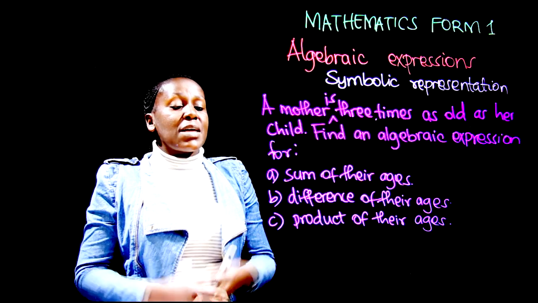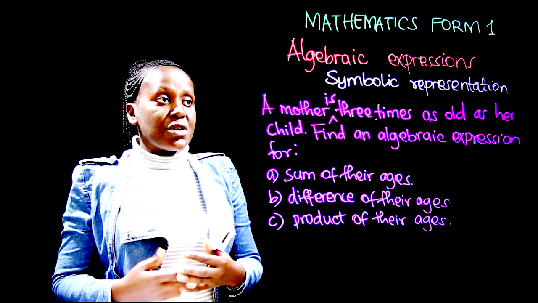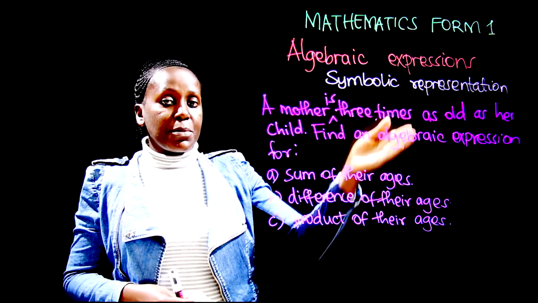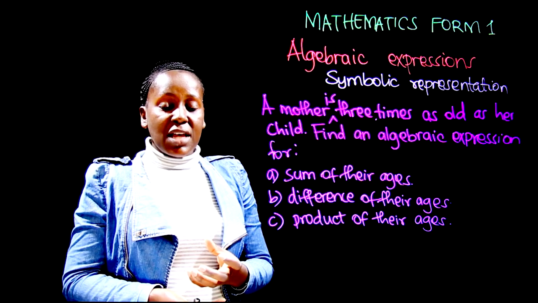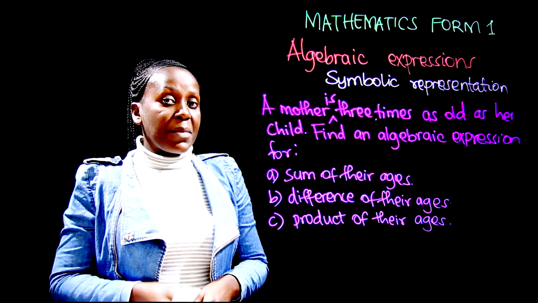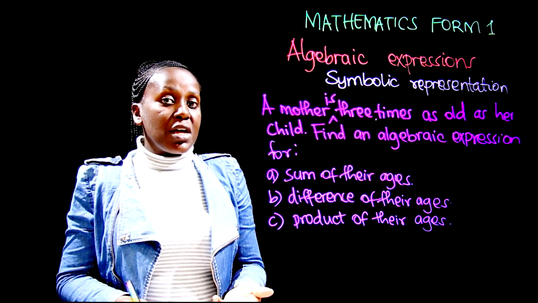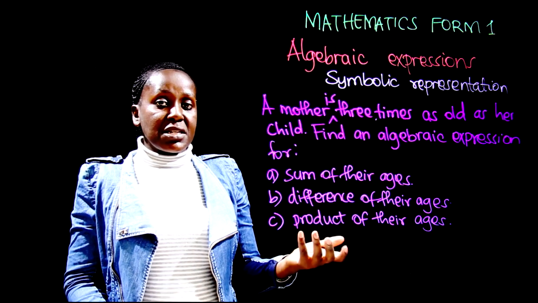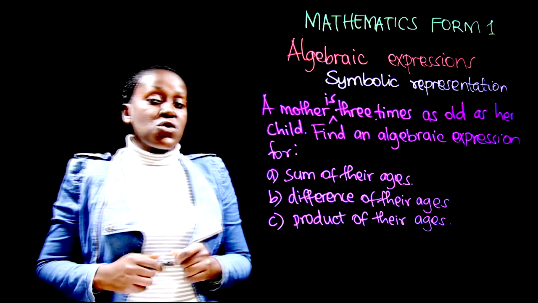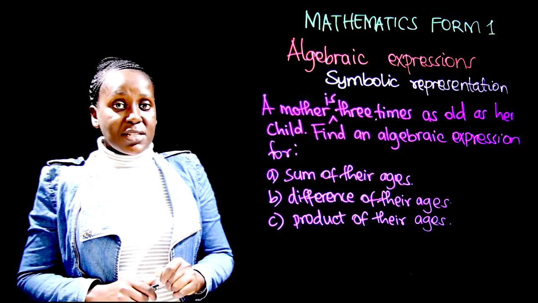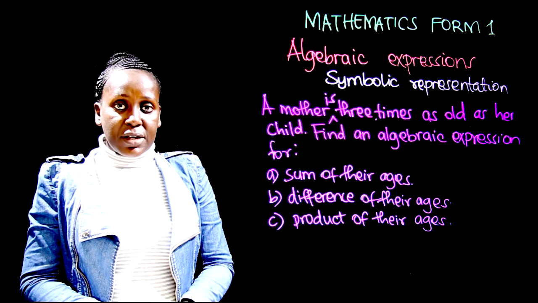Sometimes letters are used to represent numbers, and that is what we refer to as symbolic representation. If I tell you that I have a number of pens and you don't know exactly how many pens I have, then you can say that I have x pens, okay? And that x can mean anything. It can mean 2 pens, 3 pens, and so on. So when we use letters to represent numbers, we form algebraic expressions.